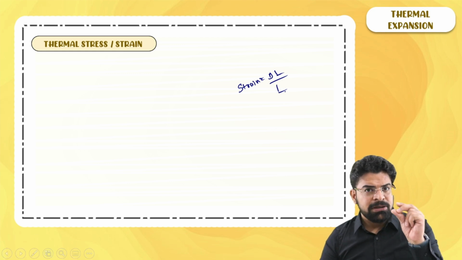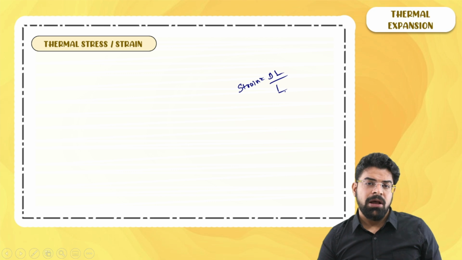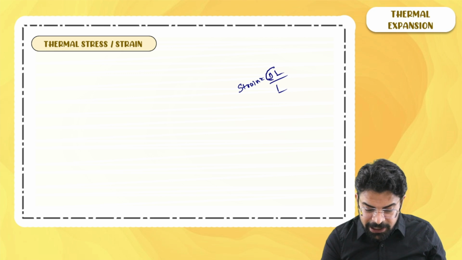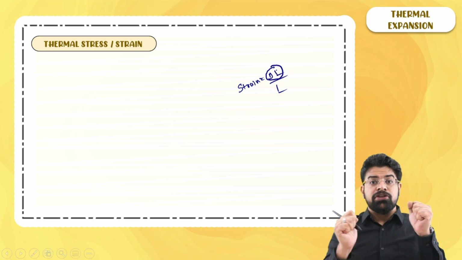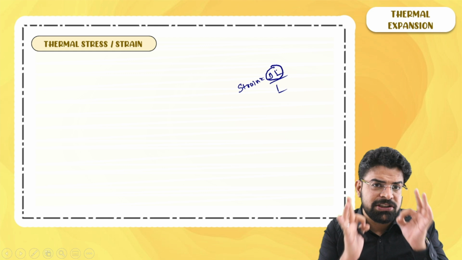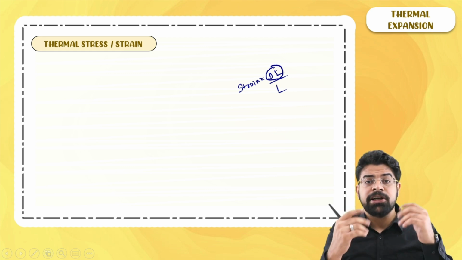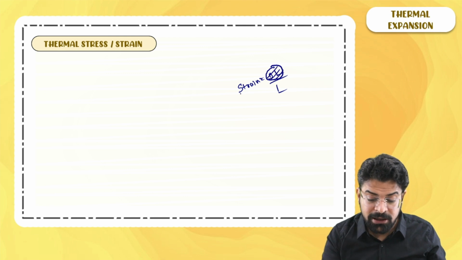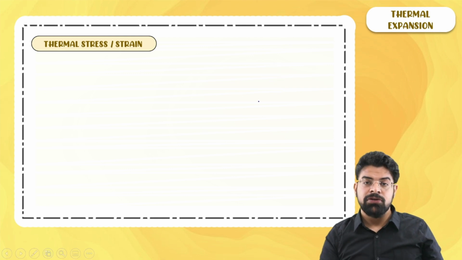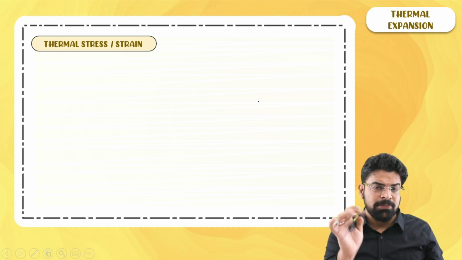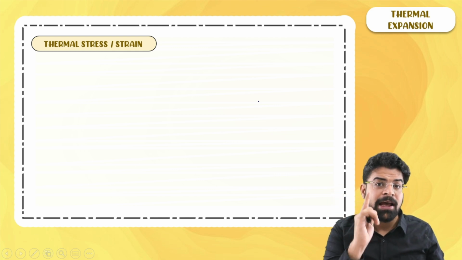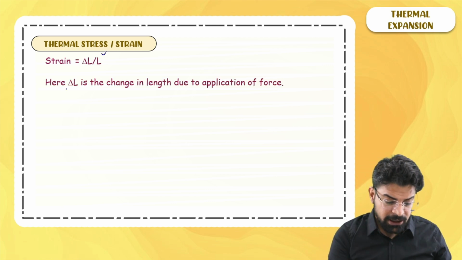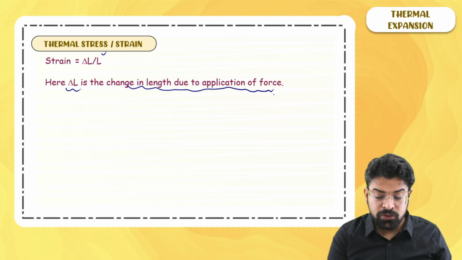Now here is a word of caution. Everybody says strain is change in length upon length, but there is a rider that this change in length should be produced by the application of force. If this change in length is produced without the application of force, then you do not consider it as a part of strain. So what is a strain? Change in length upon length, but that change in length should be produced by an application of force. So strain equals delta L by L. Here delta L is the change in length due to application of force.